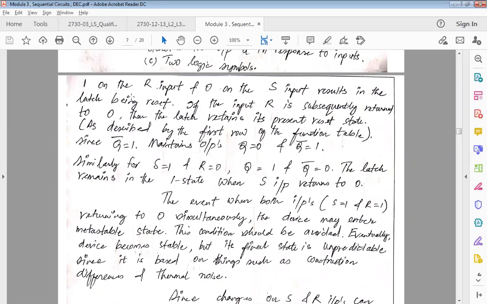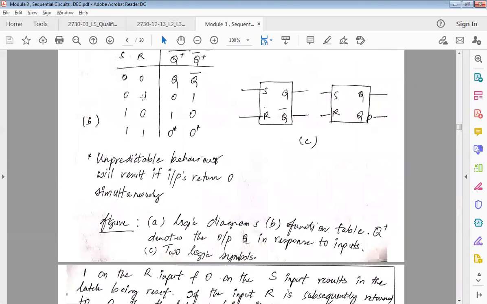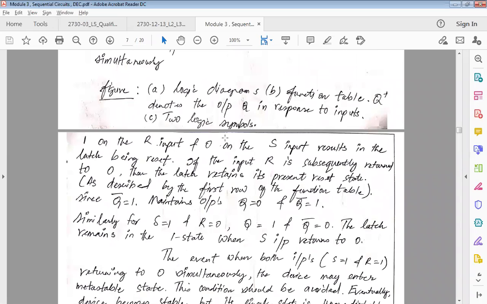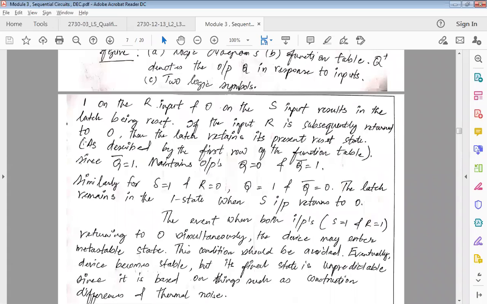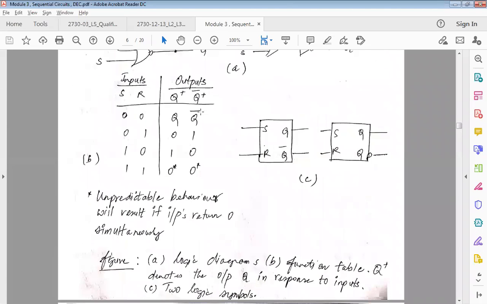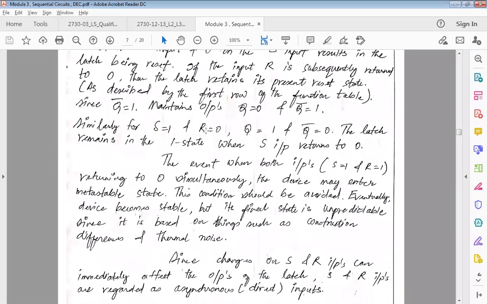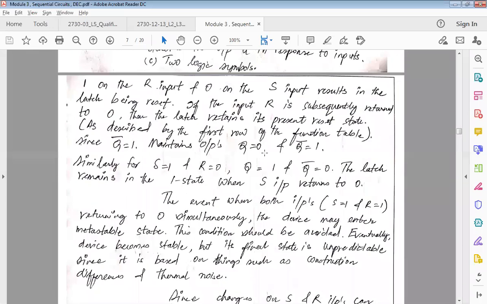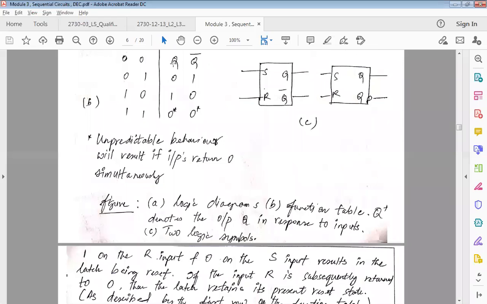So 1 on the R input, 0 on the S input results in the latch being reset. So I'm getting 1, 0. If the input R is subsequently returned to 0, then the latch retains its present state. So 0, 0, which means the present state Q and Q bar, as described by the first row of the function table. Since Q bar is equal to 1, it maintains outputs 0 and 1. Whatever was there previously, the same thing will be there.